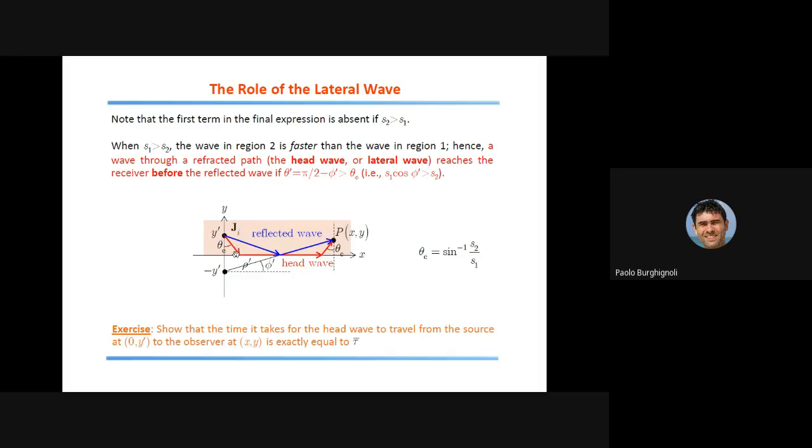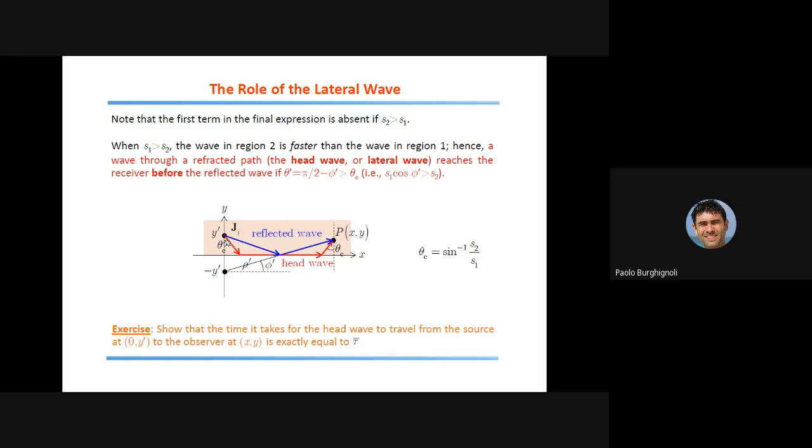Well, the time that it takes for the head wave to cover this path in red is exactly equal to the time tau over bar, which is in this case the wavefront arrival time. So it's the first arrival to the observer. That's why we call the lateral wave the head wave. That's because it's the first thing that arrives to the observer. So it's faster than the reflected wave.